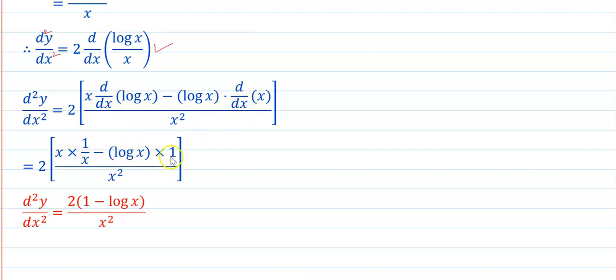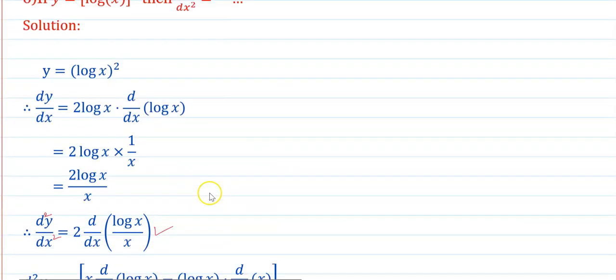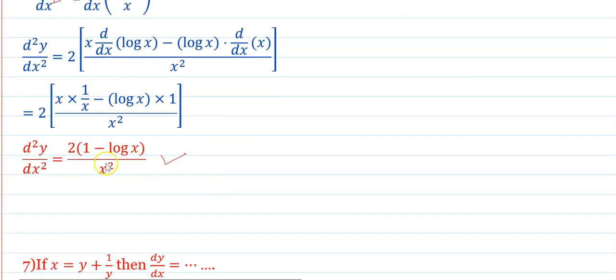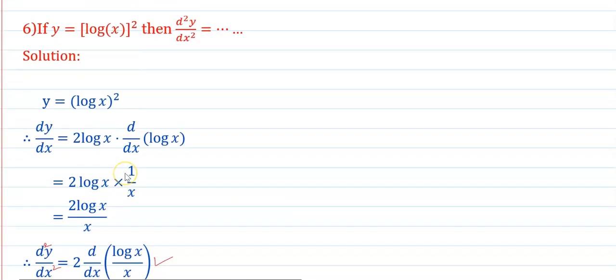What is the derivative of x? It came 1. Next, x gets cancelled. You will get 1 minus log of x. Here 2 came upon x square. Therefore, d2y by dx square is equals to 2 in bracket 1 minus log x upon x square. This is the answer. Okay. Next, again you can see here.